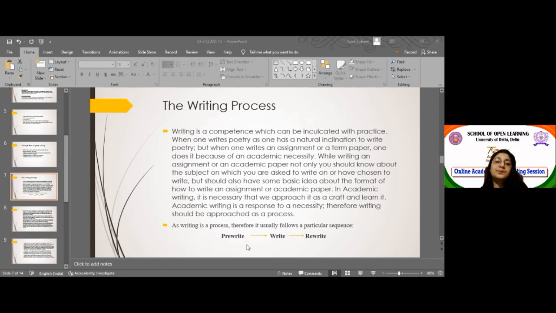So what was I saying? Yeah. You follow a certain format so that the receiver, or the teacher, can understand your ideas better, and understand that you have understood the concept, and you're trying to show that yes, I know what pollution is, what the different kinds of pollution are, and you'll give certain examples. Right? As writing is a process, it usually follows a particular sequence: pre-writing, writing, and rewriting.